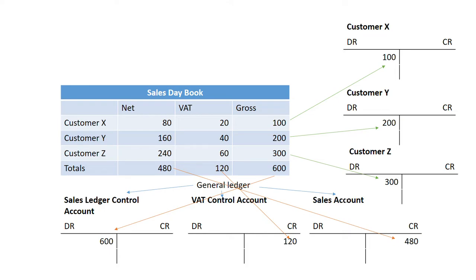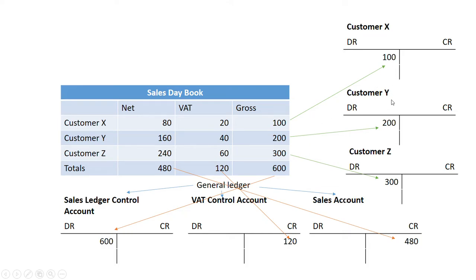Now, what we also then have is we post the individual balances here, the amounts that these individual customers owe us, to a separate ledger called the sales ledger. So the £100 that customer X owes us goes into their sales ledger over here. The 200 goes into customer Y. The 300 goes into customer Z. Now you can see that these three figures here total this figure here.